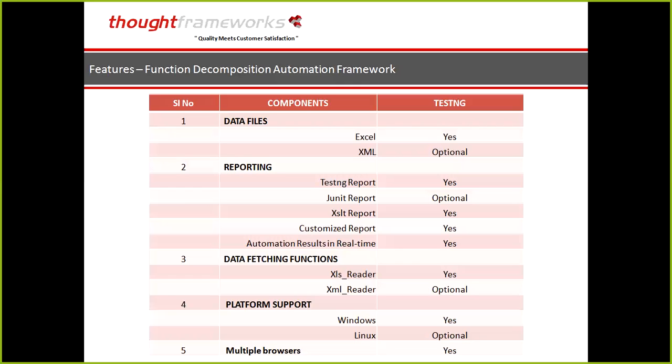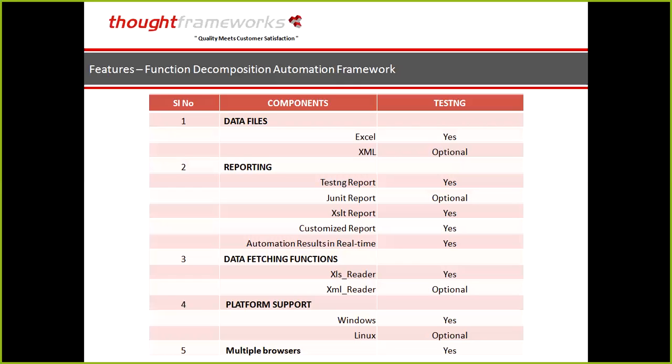The first report will be TestNG report. It is a default report that will be generated once the test script execution is completed. JUnit report is an optional report. An XSLT report is a graphical report that will be generated if we have integrated ANT to our framework. Next is customized report. It is a report which is customizable and it shows the test script execution status for each and every script at the suite level as well as at the script level.